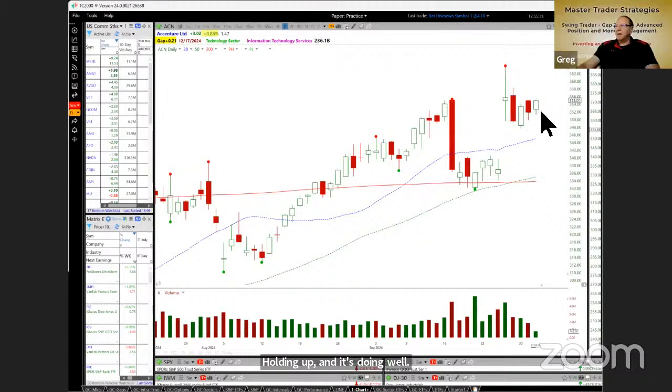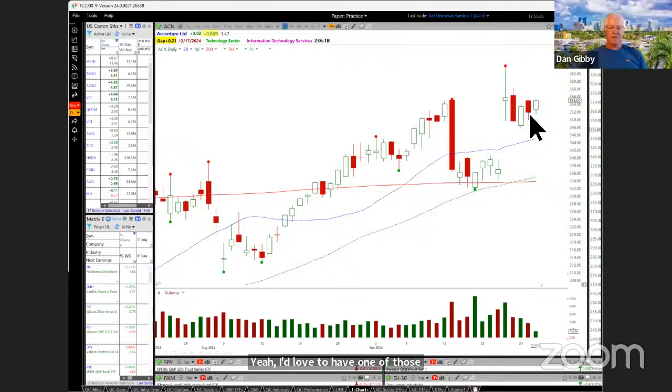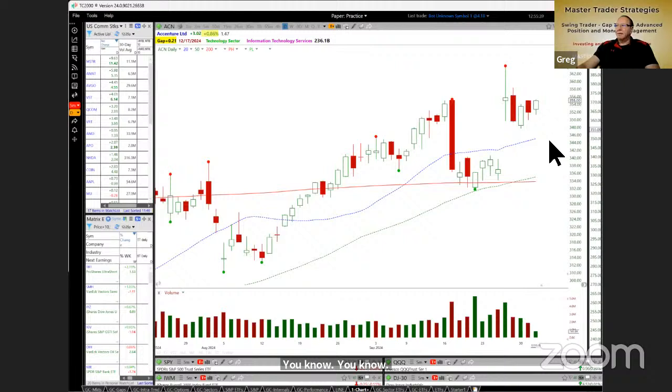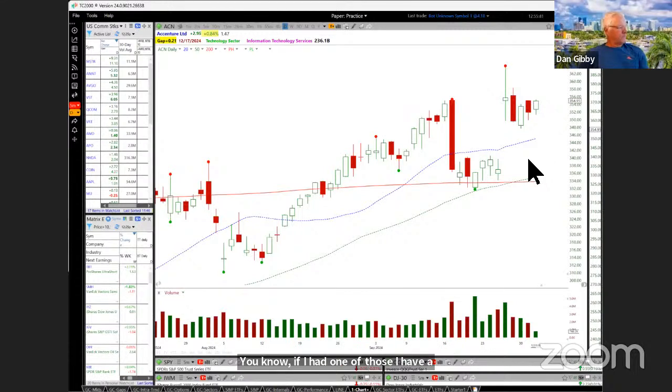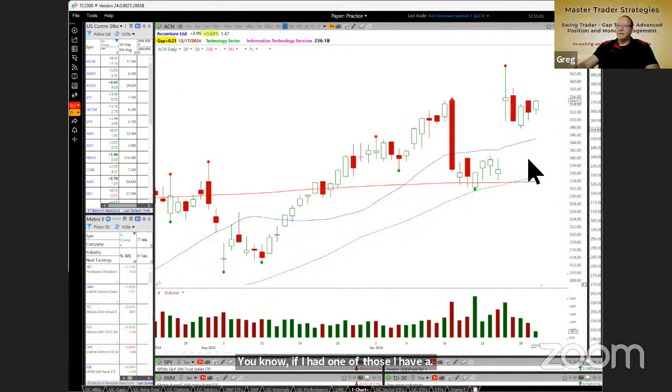Yeah. I'd love to have one of those bottoming tail bars. It's like my bread and butter. Yep. Bar breaks these lows and comes back up again. So I like it, but it's not ready yet, and it could go and leave me behind. But if I had one of those, I'd have a very high level of confidence in the setup.